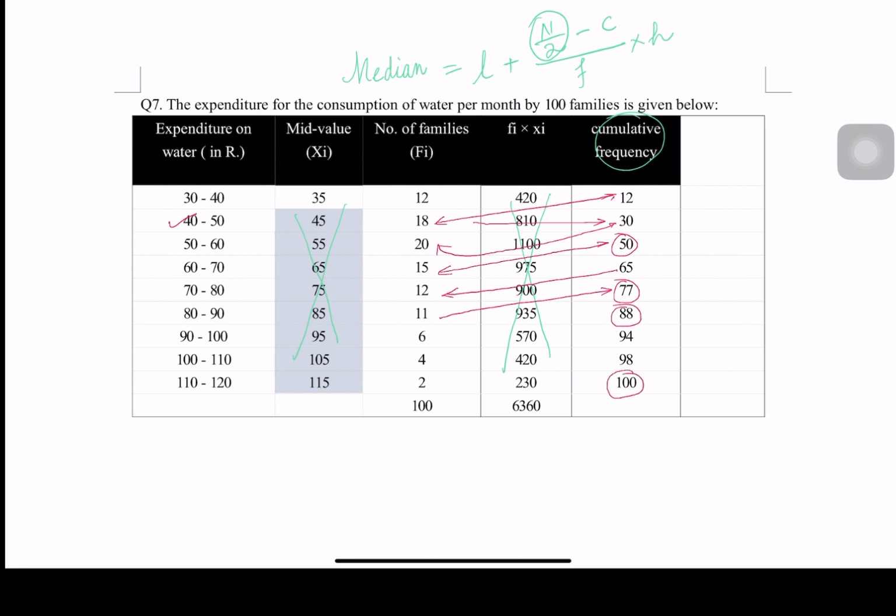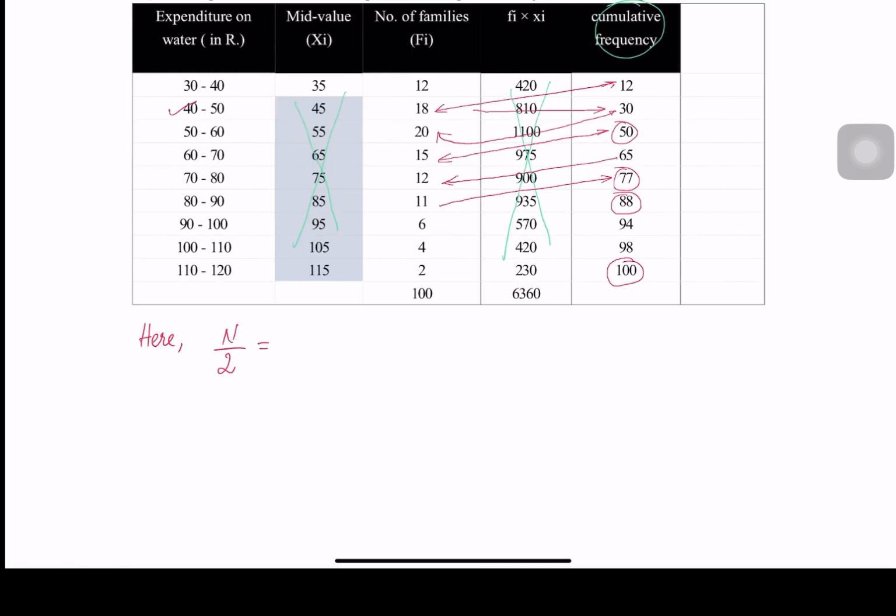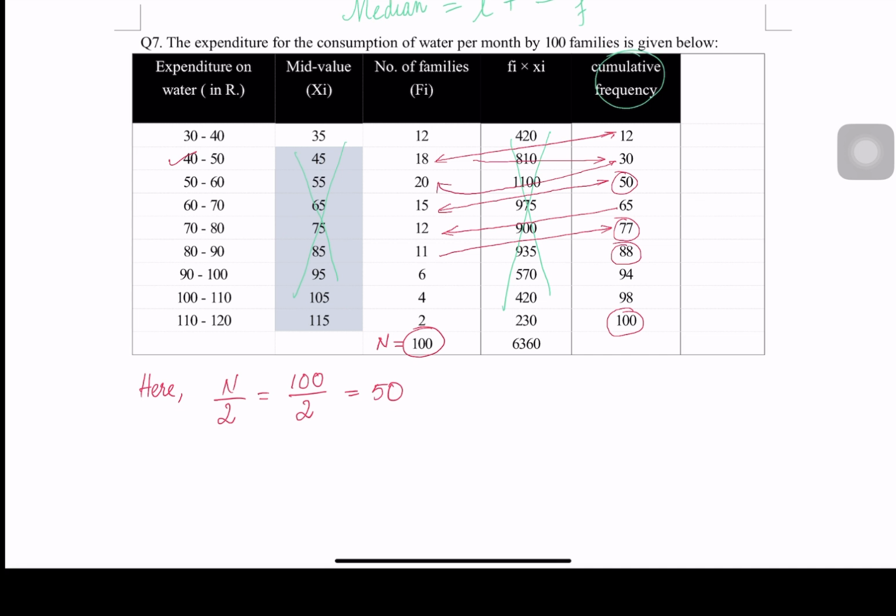Now what we have to do is use this N by 2. Here, N by 2 equals, what is our N? Our N is the sum of all the frequencies. So N is 100, and 100 by 2 equals 50. Now look at the cumulative frequency. Is there any class which has 50? If we don't have any such number, I will tell you which one to consider. But for now, we are lucky that we get 50. Look nicely here, this 50, we have the same value. So this we will call the median class.